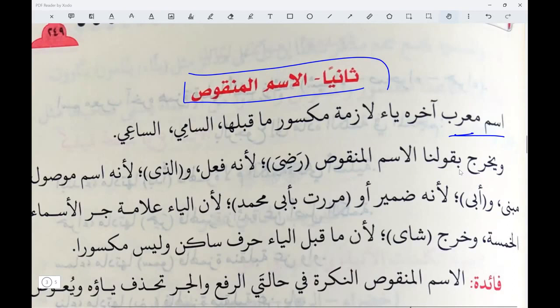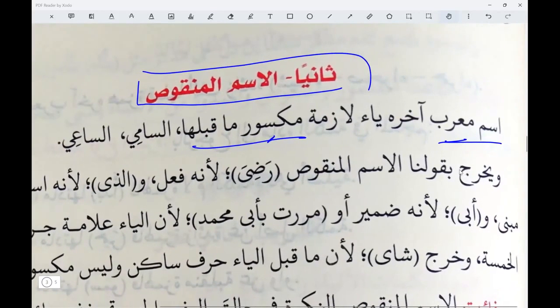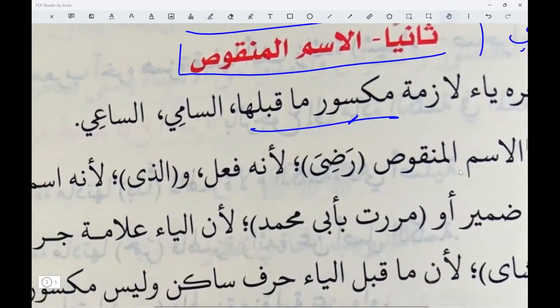maksurun ma qablaha. What is maksur? Maksur means it has a kasra before it. This is a technical term here. Maksur means broken in standard Arabic, but in the technical sense, it means having a kasra. Ma qablaha, what's before it? The ha here refers to the ya. So basically, you have ya, and before the ya, we have a kasra. For example, you have asami, asai.